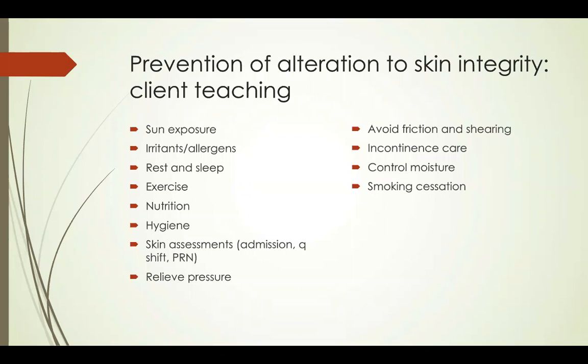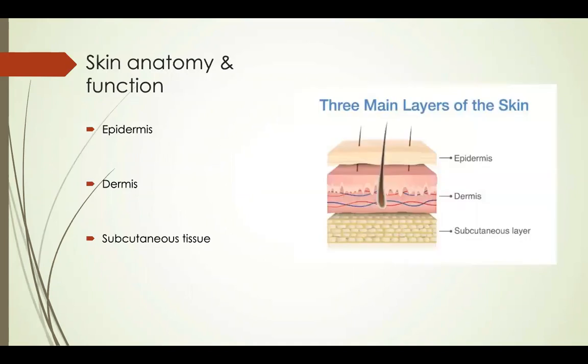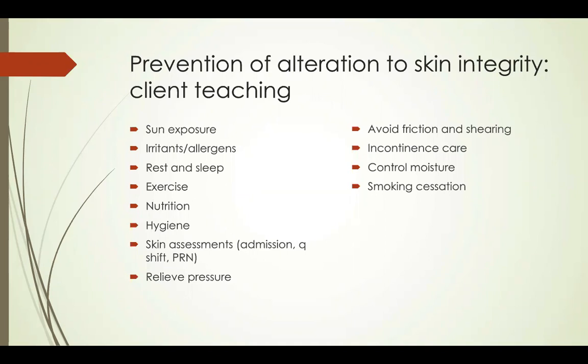So, going back, we talked about the synthesis of vitamin D, so we get that in, and also protection from ultraviolet radiation. Ultraviolet radiation means the sun coming at us. So what do we need to teach our clients? Too much sun means too much ultraviolet radiation, and radiation is harmful for us. So to help prevent any alteration, any damage to our skin, clients need to limit their sun exposure, wear sunscreen, and wear sunglasses, because sun can damage our eyes as well.